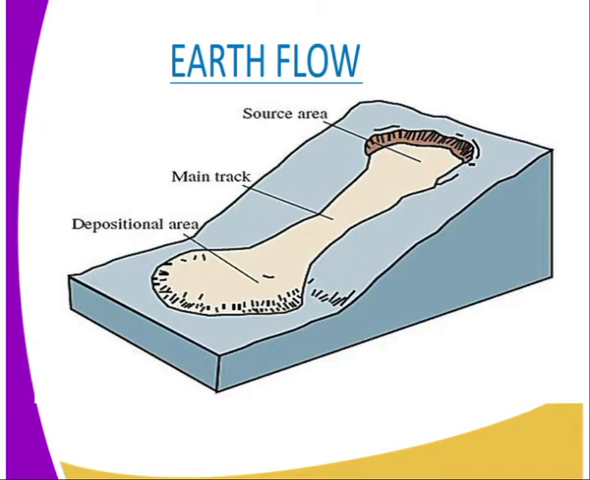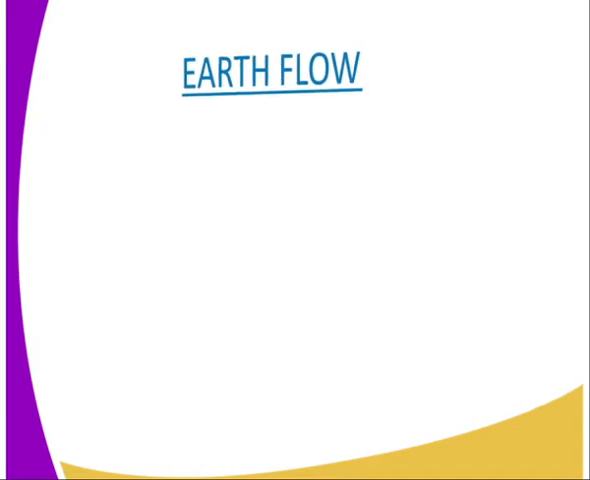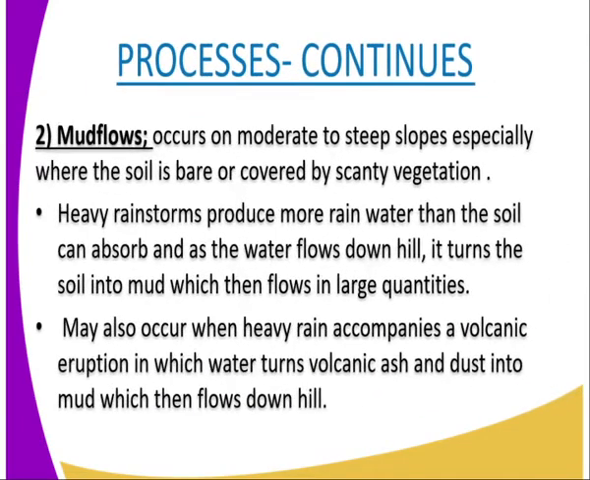You can be able to see. Then you go to the next one, that is the mud flow. The mud flow occurs on moderate to steep slopes, not too steep but moderate, especially where the soil is bare. So there should be no cover of vegetation, and if it is there, it should be scanty.